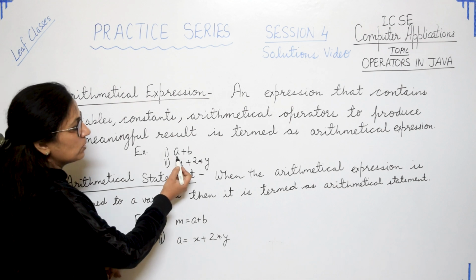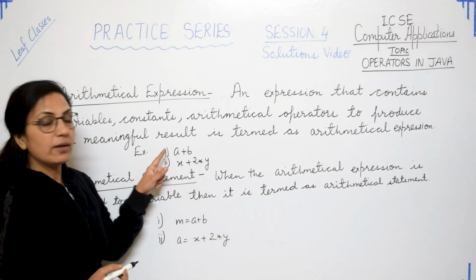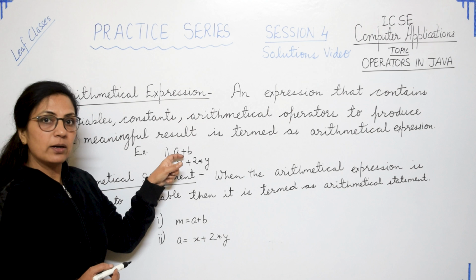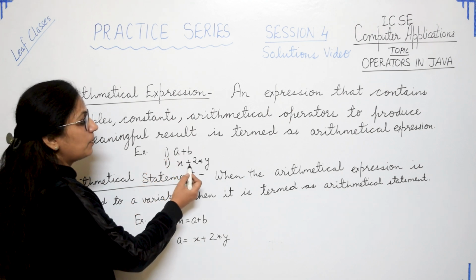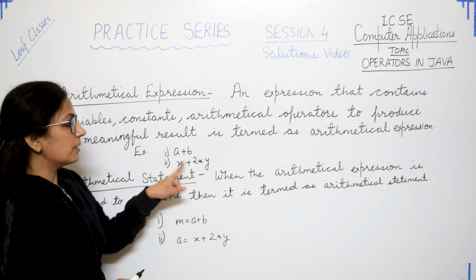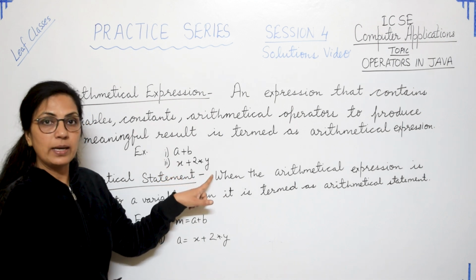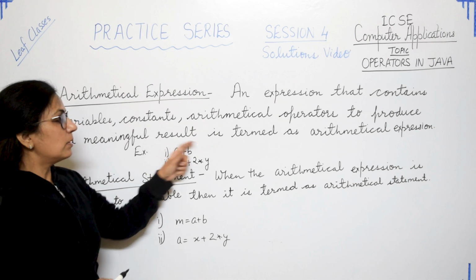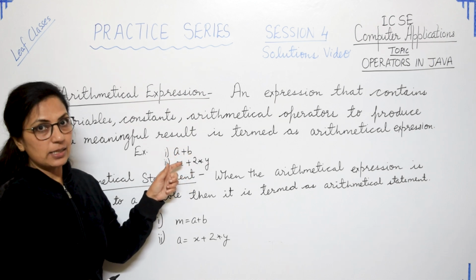Like here I have used a plus b. A and b are the variables, plus is the arithmetical operator. x plus 2 asterisk y: plus and asterisk are the operators, 2 is a constant, x and y are the variables. So these are the arithmetical expressions.